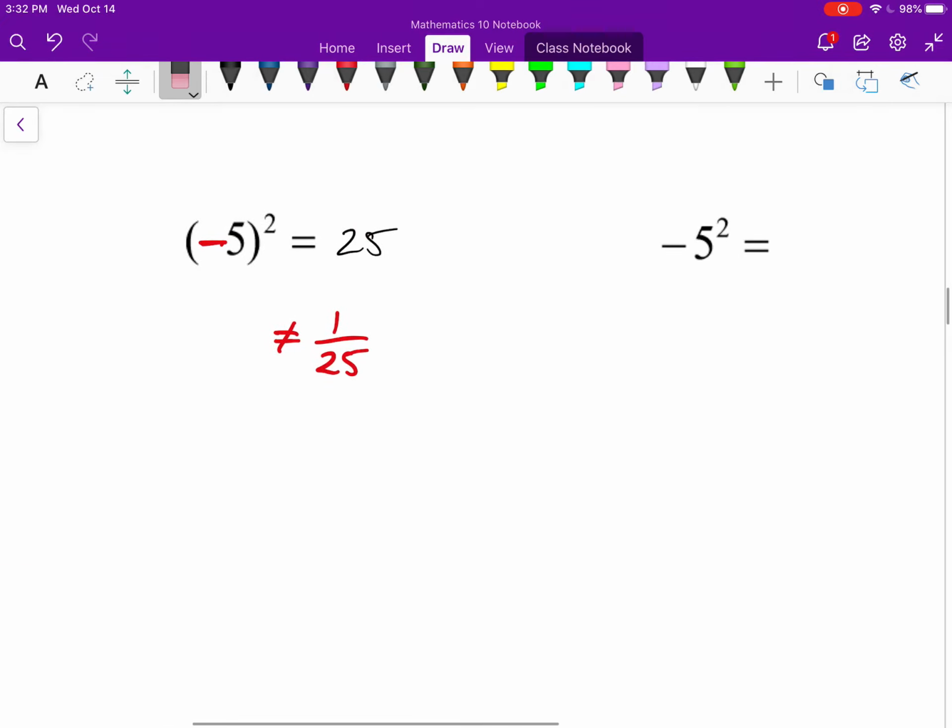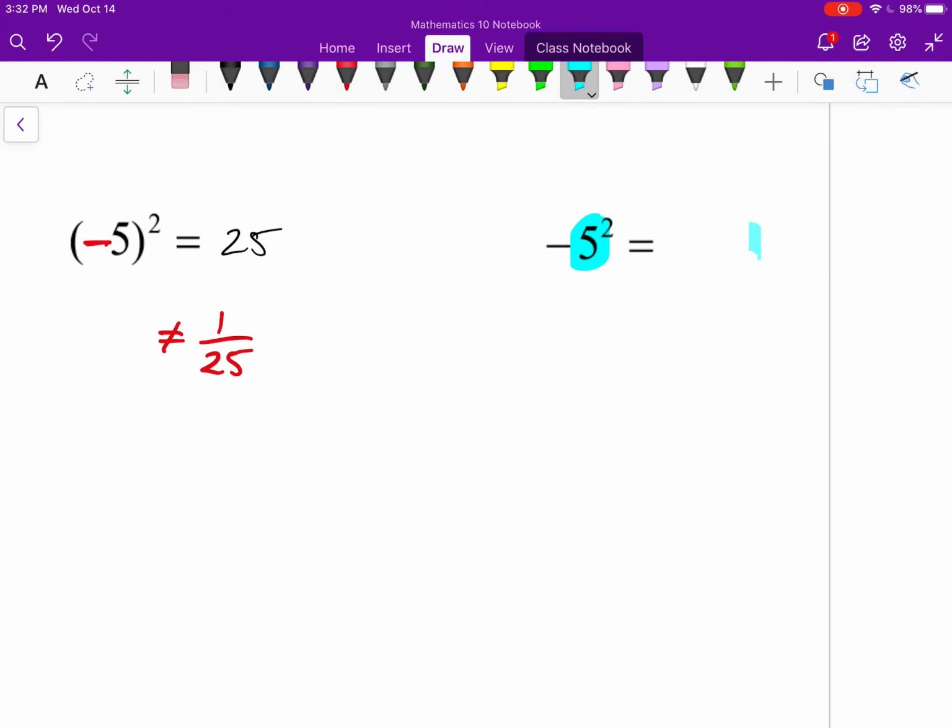Lastly, I've kind of spoken about this already a few times. The only difference with this last one is there's no brackets. So this literally means 5 times 5 with a negative in the front. 5 times 5 is 25 with a negative in the front. The common mistake is to think this equals 25, which again would be correct if there were brackets around it. That was the last one.